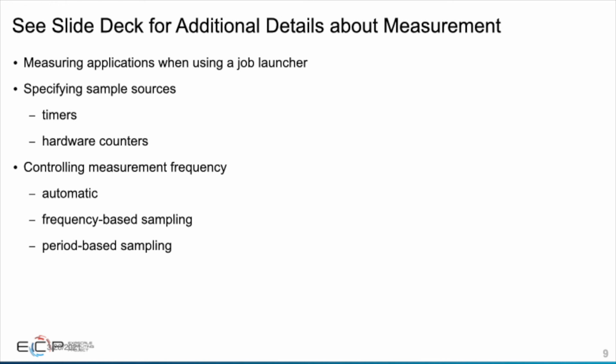One of the important things when you're collecting measurement data is to control the measurement frequency. The recommended way to do it is automatic, to use the default frequencies that HPCToolkit provides. You can also have explicit control, and using the Linux perf events measurement subsystem, you can use either frequency-based sampling or period-based sampling. I encourage you to consult the slides for these additional details.